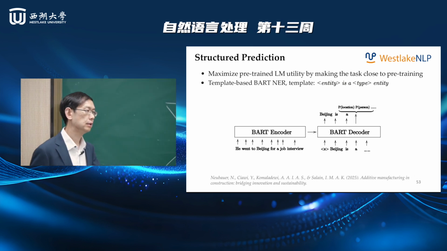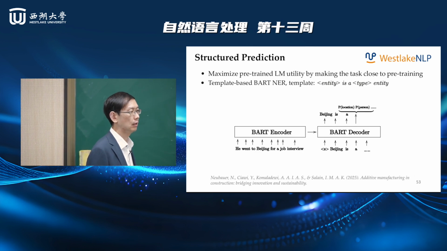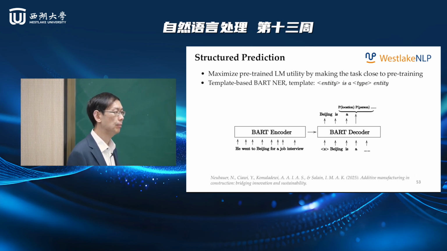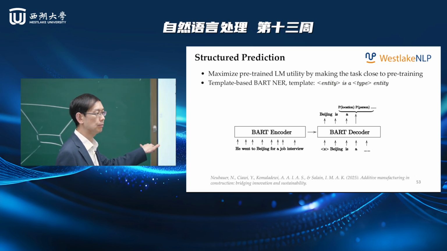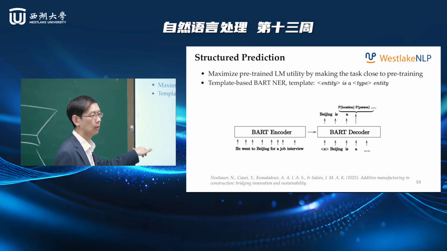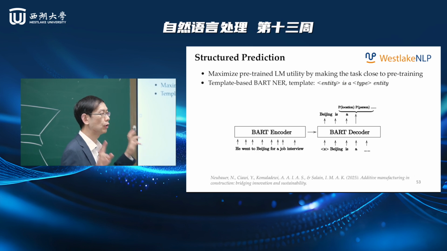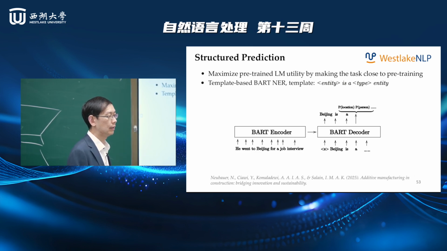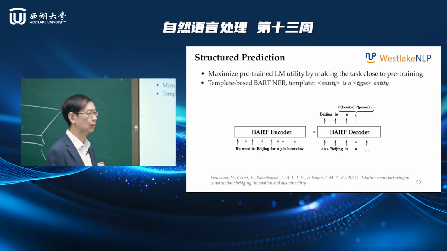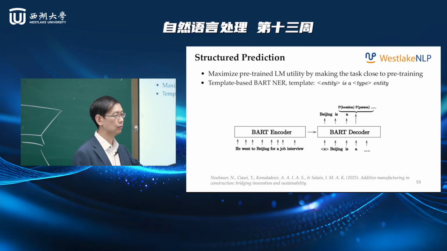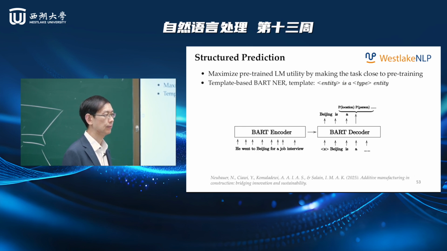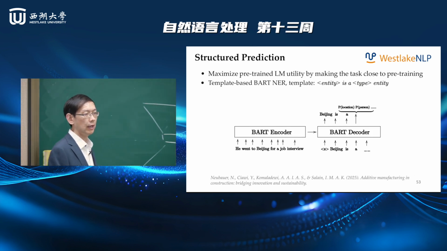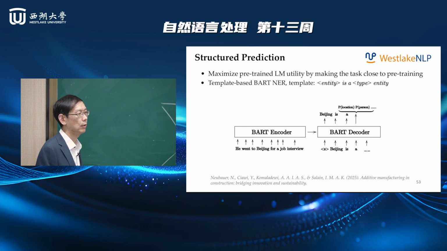I can create different templates to do the same thing, and I can compare the performances of different templates. But whenever I have a template, I can feed the original input sentence to the BART encoder. And I do something like template forced decoding in the decoder. And I map the encoder to the decoder output to generate the sentence, Beijing is a location entity. Then I fine-tune BART using this generation task. It turns out to work surprisingly well.